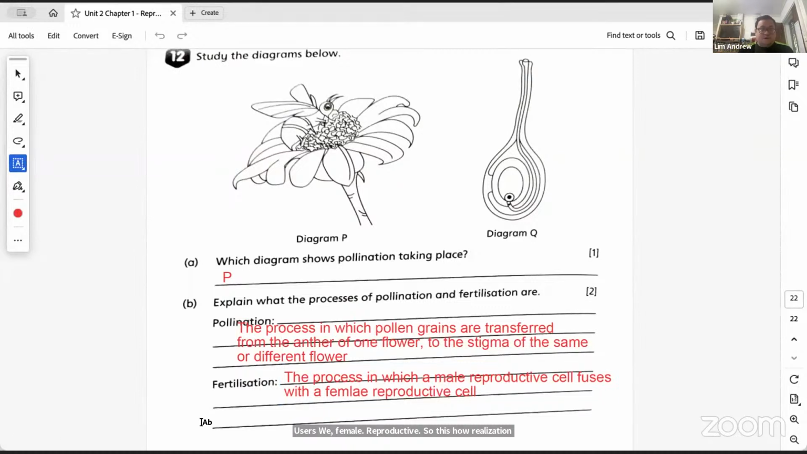So students, bear in mind that for the definition, you must be very clear. For science, if your grammar has issues, no worries. As long as the keywords are there, you will be marked correct. For pollination, the teacher is looking for the keyword transfer and the keywords from the anther of one flower to the stigma of the same or different flowers. These are the two important keywords that will give you full marks. Whereas for fertilization, they want to see the word fuses. So the male reproductive cell fuses with the female reproductive cell. That's when fertilization takes place in the flower.